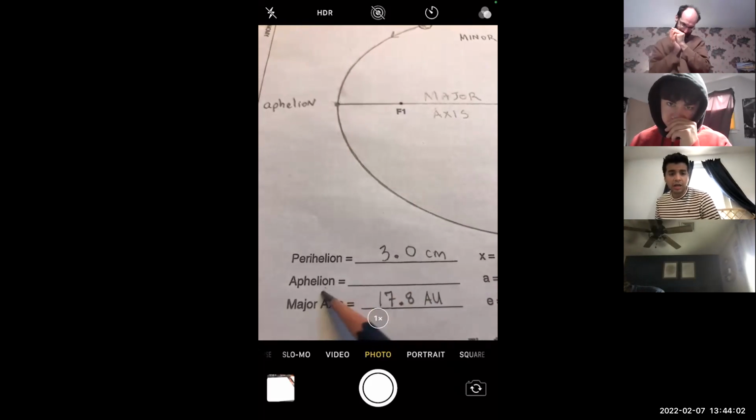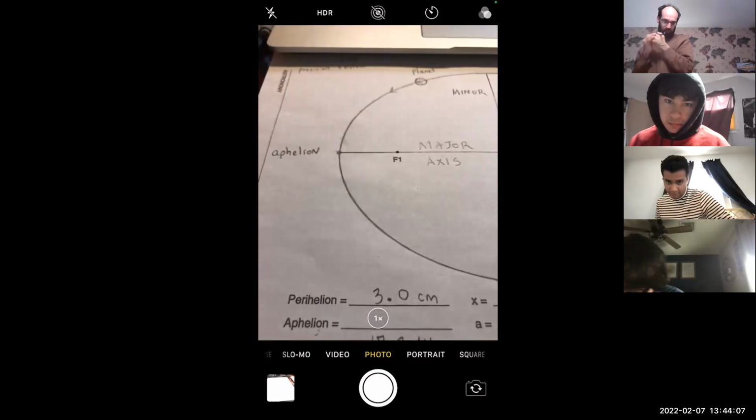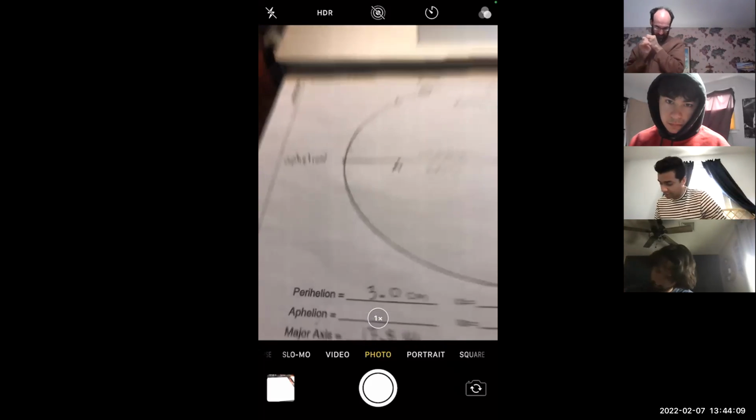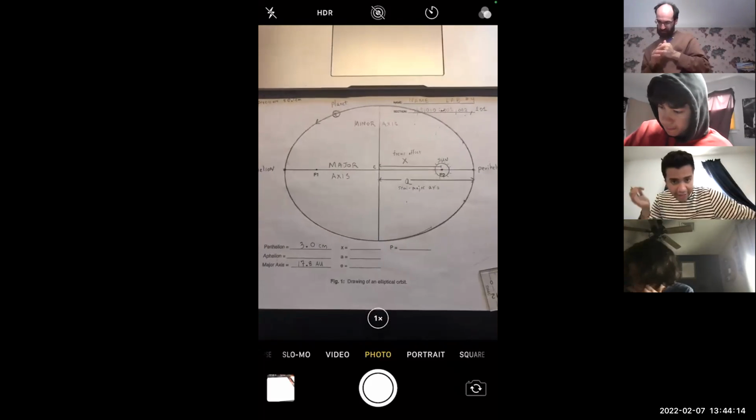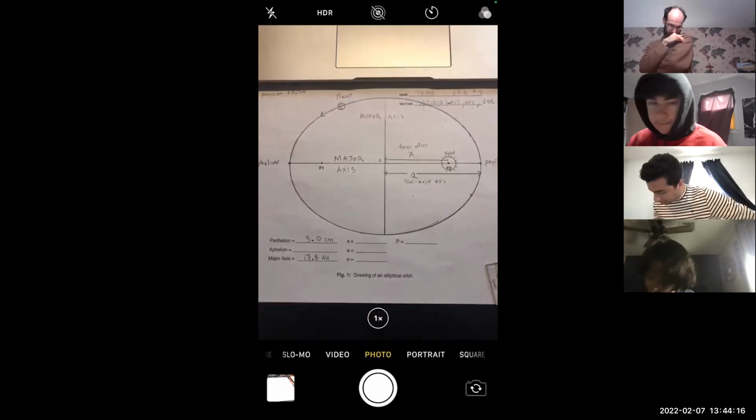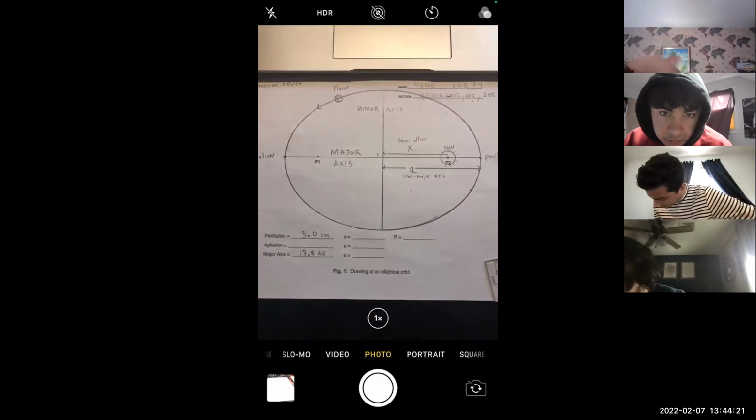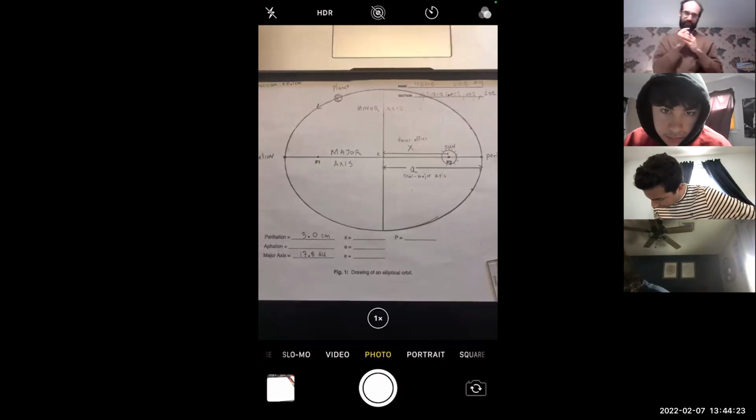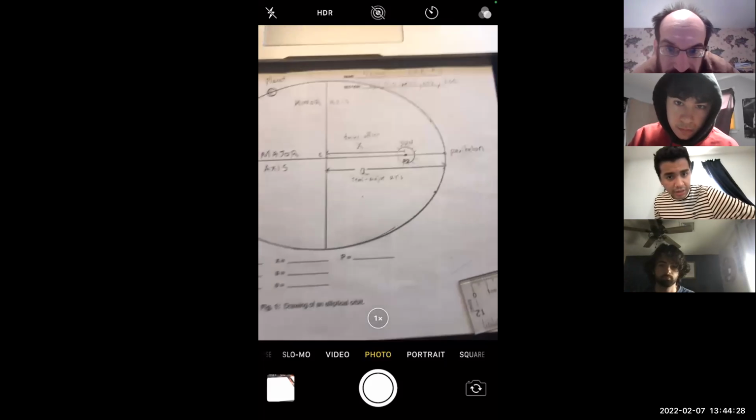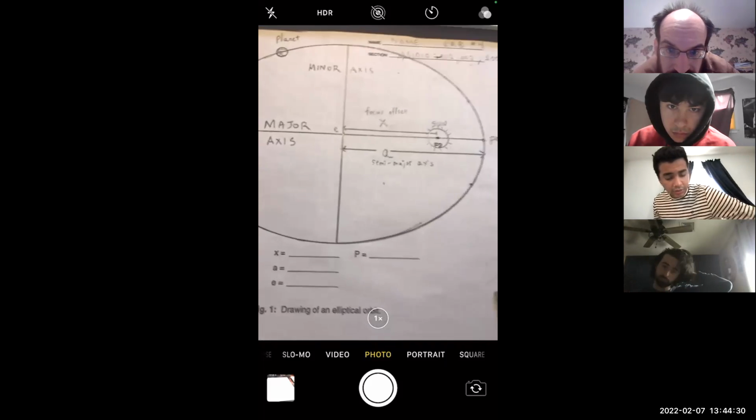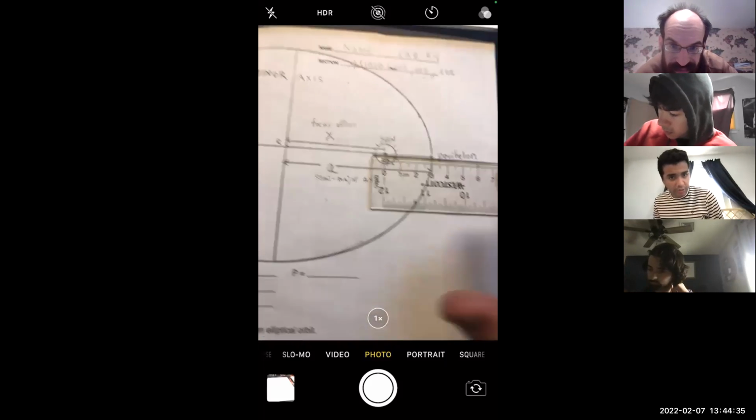Now I measure the aphelion distance, which... You're moving too fast. Could you go back again? Sure. Tell me what you need from me. So I put the X as focus offset and then A. I can't see that well. Can you see now? And my major axis. And how did you measure the 3 centimeters for the perihelion again?